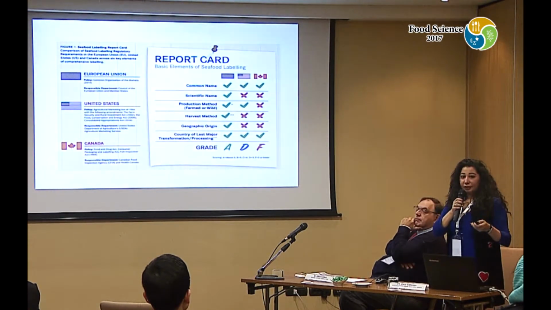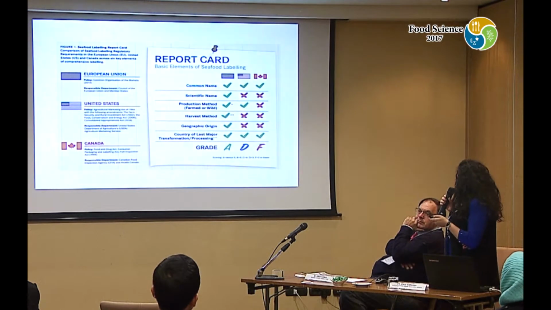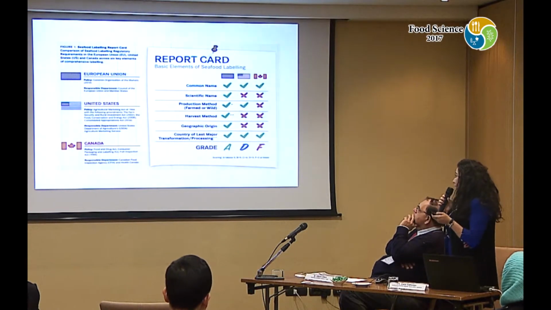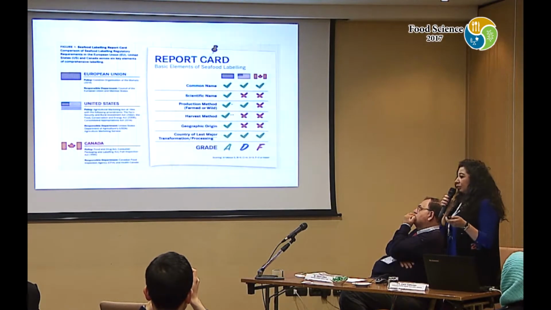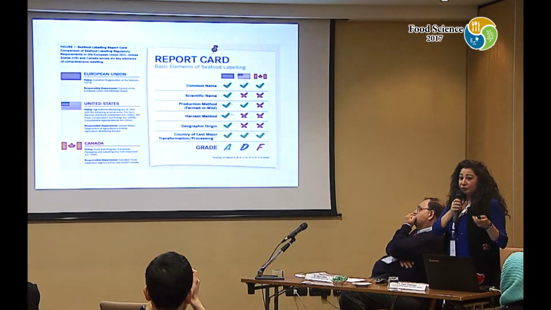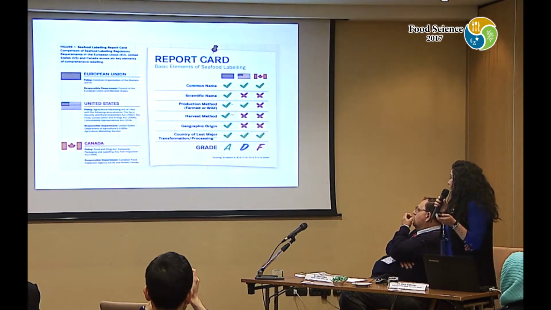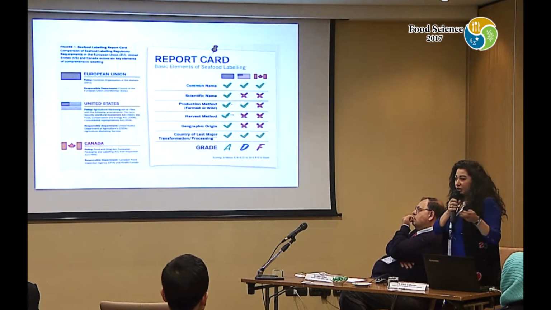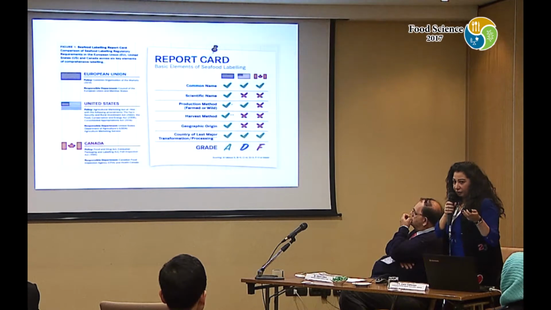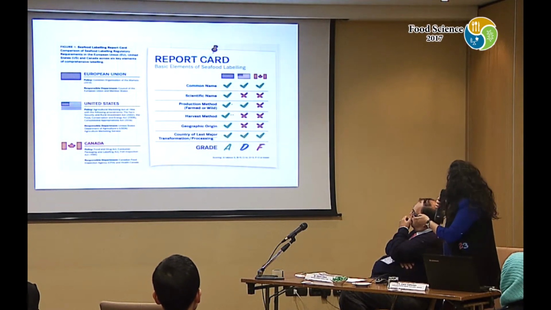This is the report card, US, Europe, and Canada, just to show you how different it is: common name, scientific name, production method, geographical origin, everything that we talked about so far according to food labeling. So this is everything related to it. No need to take pictures, I can email you the presentation if you want. You can ask me for it.